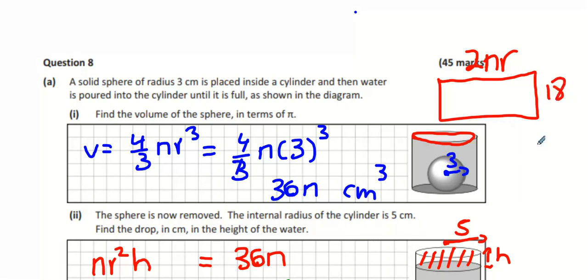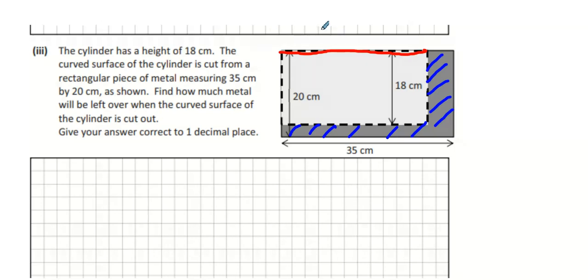And they said that that's 18, didn't they? And what's the radius of the cylinder again? 5. So it's 2 pi times 5, right? So this is 2 pi times 5. I'll lob that into the calculator, and what do we get for that?